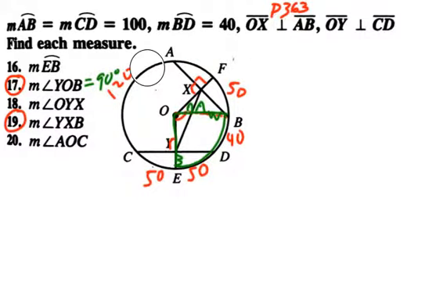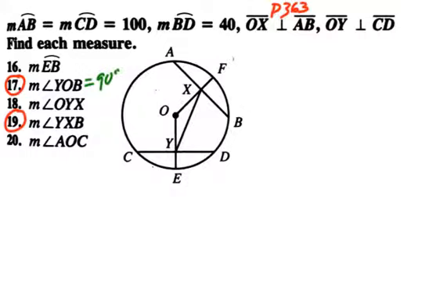So pretty simple on that one. Now, where the challenge comes is on 19. So if we start redrawing the pieces that we know, let's do that. So again, we know this is 50, 50, 50, and 50. We know that this is 40, and we know that this is 120 up here.